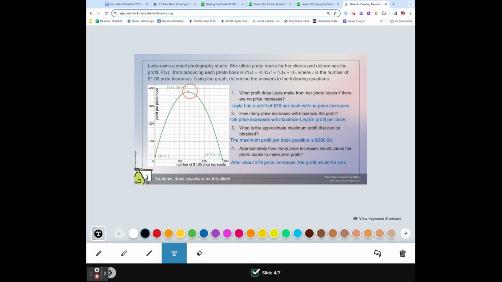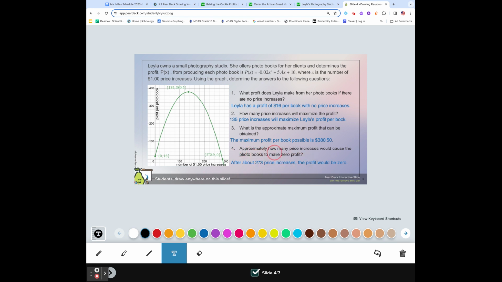Well, here's my maximum point. How many price increases? I'm looking at my x coordinate, 135. What is the approximate maximum profit that can be obtained? Again, my maximum point, I want my y coordinate of 380.50.